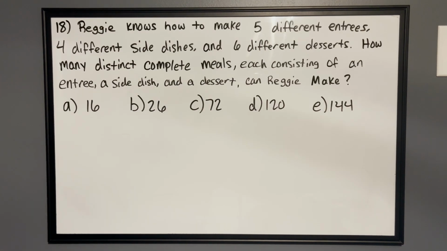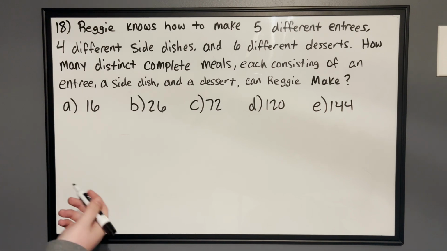Okay, so here we have question number 18. It says Reggie knows how to make 5 different entrees, 4 different side dishes, and 6 different desserts. How many distinct complete meals, each consisting of an entree, a side dish, and a dessert, can Reggie make? So now to figure this out, this is a standard probability question. And this is actually really easy once you know how to do it.